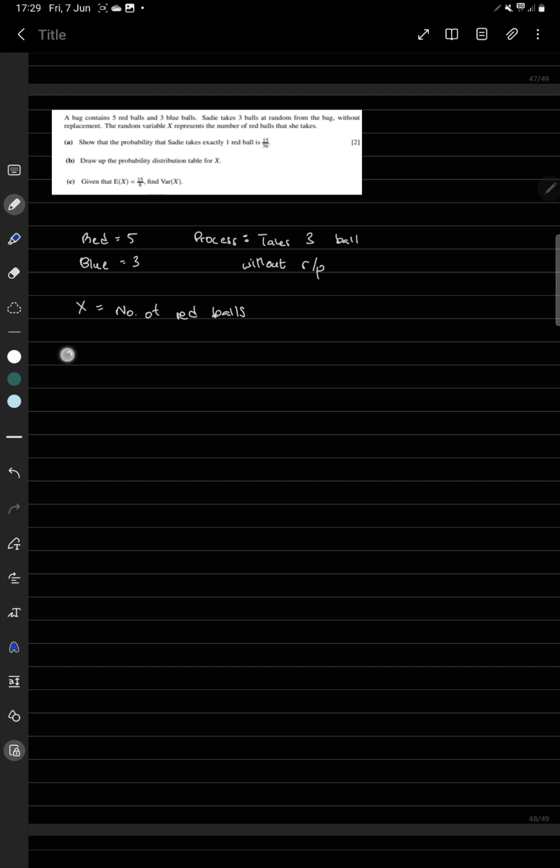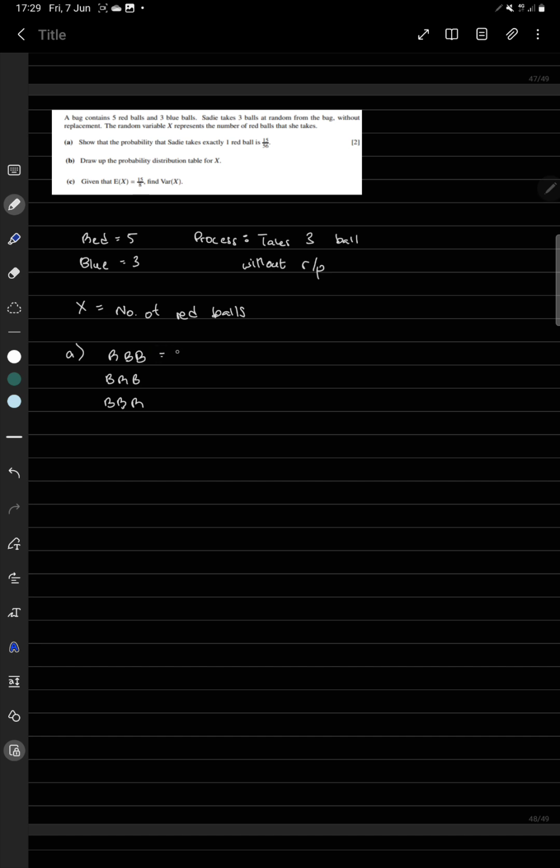Okay, part A, we want to show the probability that Sadi takes exactly 1 red ball is 15 over 56. Now you have to be careful with this. Exactly 1 red ball does not mean red, blue, blue. We have to make sure we take note of all possible sequences of the red ball. If we list down, our first choice is red, which means the rest have to be blue and blue. Next, the red is going to be in the middle. Lastly, the red is going to be the last one.